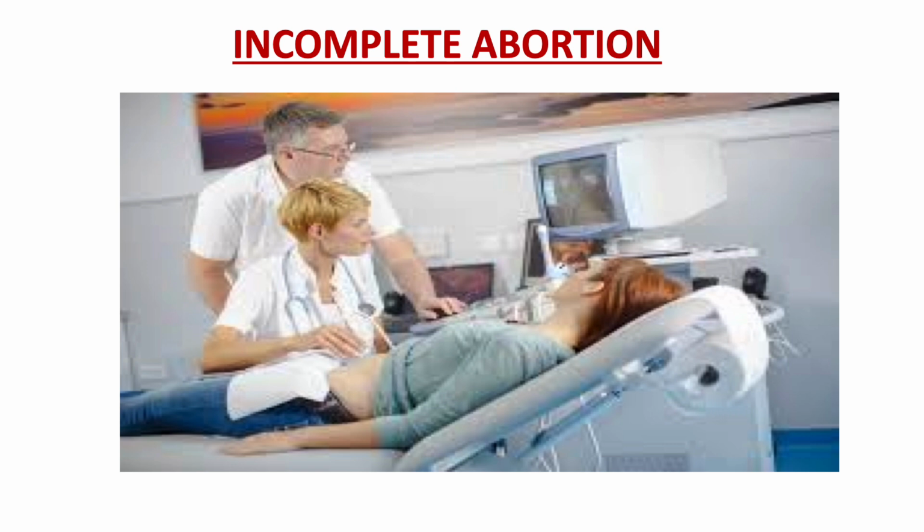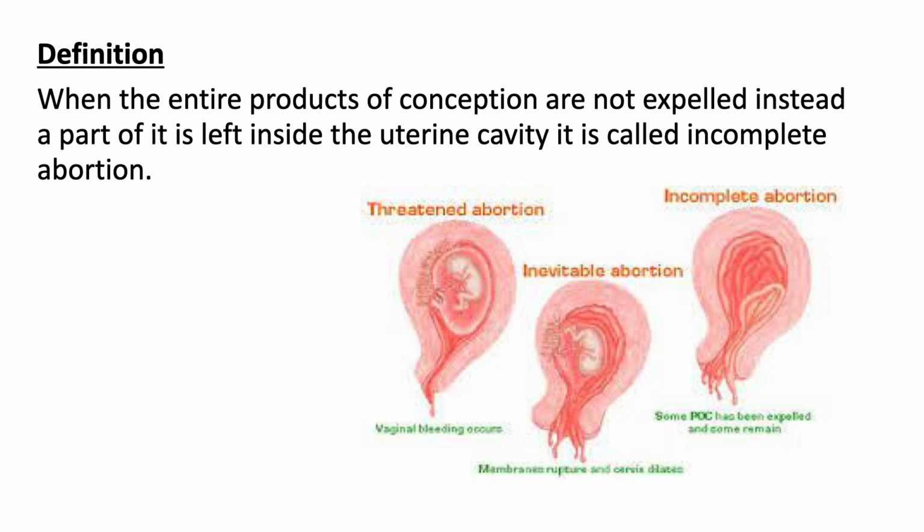Moving on to the next type of abortion, which we call incomplete abortion. Here, the nurses play a critical role in identifying, treating and providing comprehensive care to patients experiencing incomplete abortion. First, we'll see the definition of incomplete abortion. When the entire product of conception is not expelled, instead a part of it is left inside the uterine cavity, it is called an incomplete abortion.